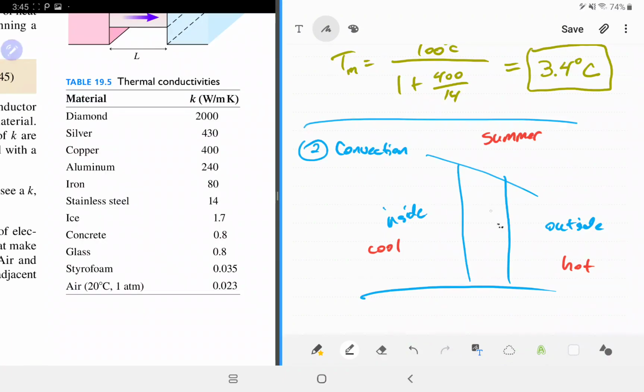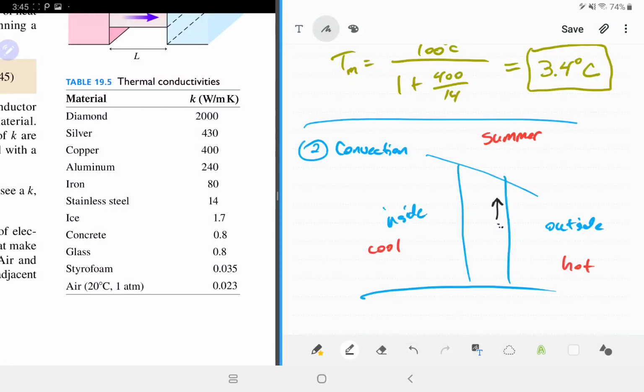warm up. So this air warms up and it moves, because warm air is less dense than cold air, the hot air there moves upwards, and the air here next to the cool inside is going to move down. The cool air is going to be more dense, so it moves down. And so what winds up happening is these currents are set up called convection currents. So this right here is called a convection current.